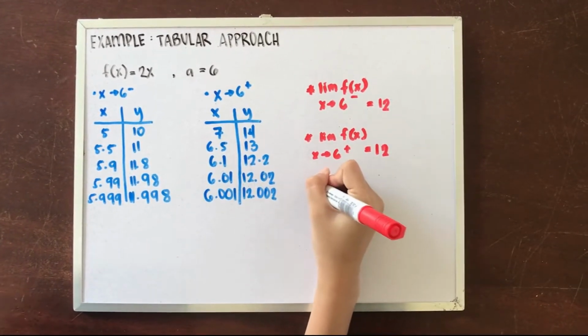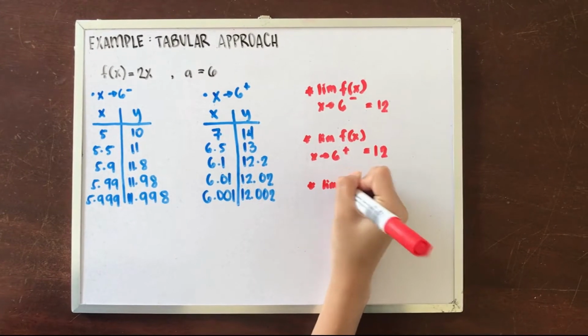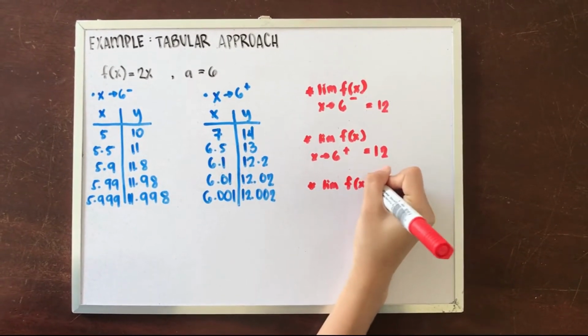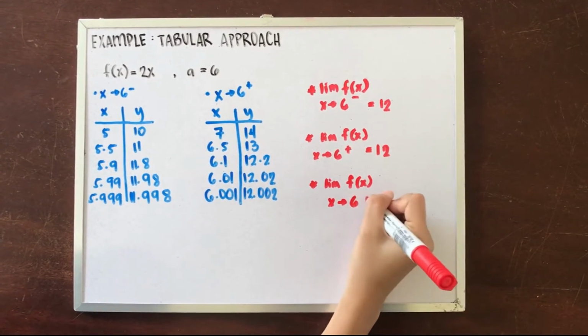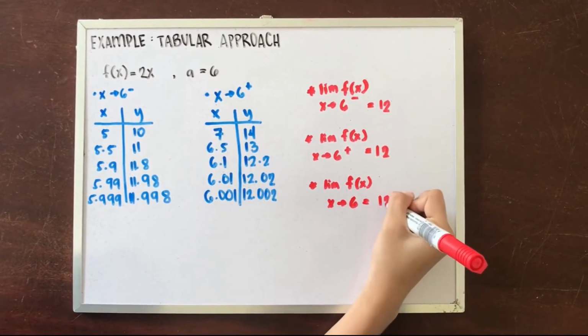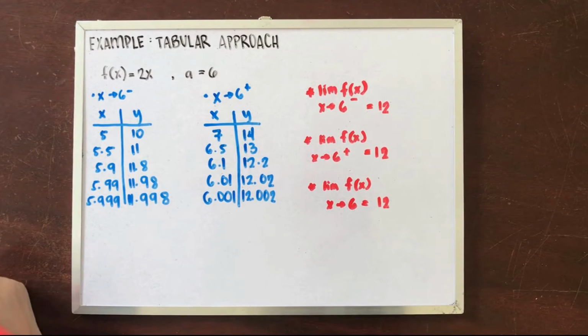Now, let's look for the limit of f of x as x approaches 6 from both sides. To simply answer this, look at the limits of 6 from left and right. If they have similar values, then the limit of the function of x as it approaches 6 from both sides would be the same. However, in other cases, if the left and right values aren't the same, this would mean that the limit does not exist. Easy, isn't it? Now let's take a look at the graphical approach.